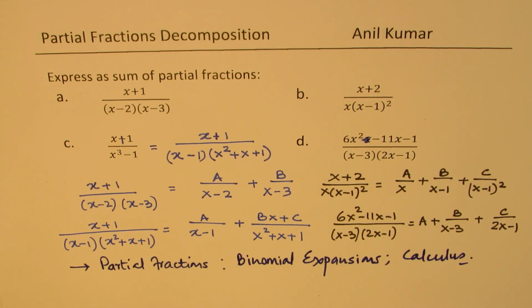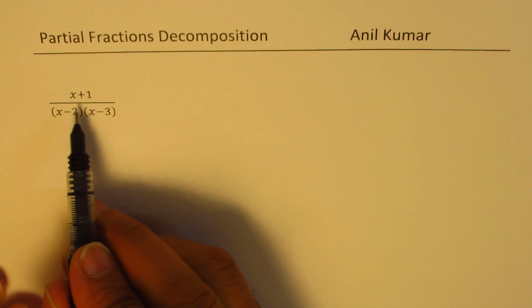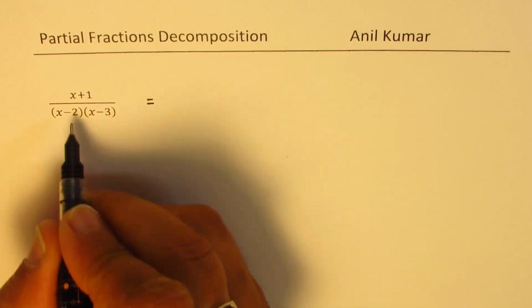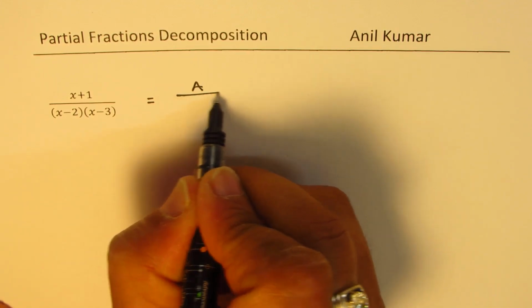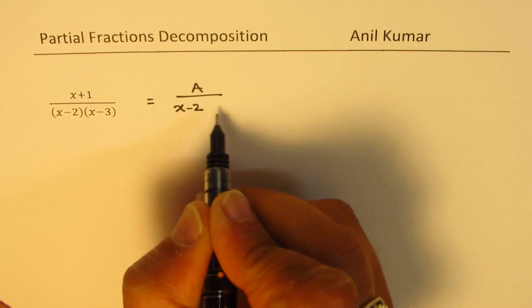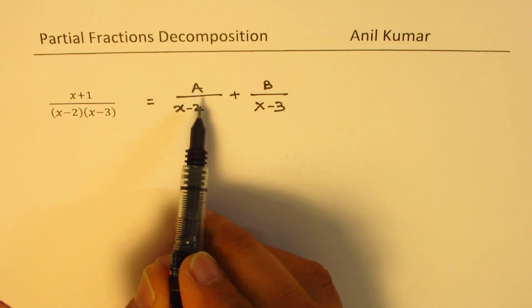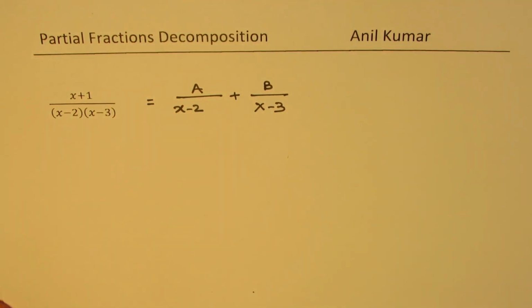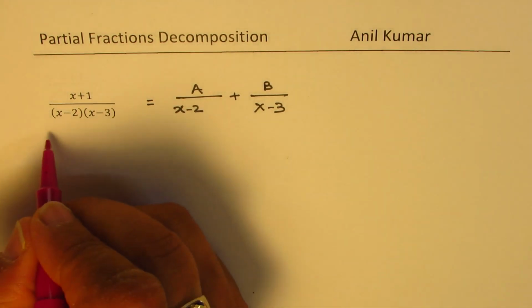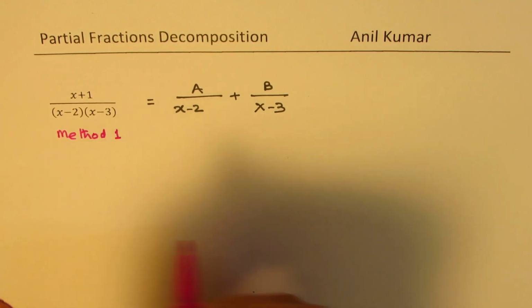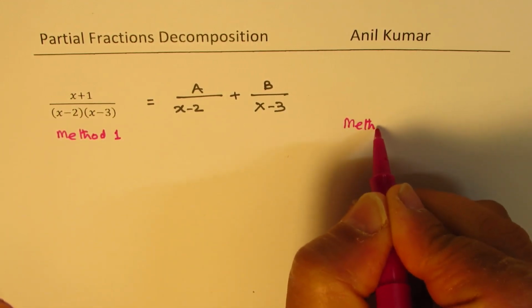Now let's just see how exactly to do them. As we discussed, we could actually write this particular rational function as a over (x minus 2), right, plus b over (x minus 3). Now the idea is to find a and b. So how do we do that? Now for this also we have two different methods. So we'll discuss both the methods and then we'll follow one method for the rest of the examples. So we'll have two methods, method 1 and we'll discuss method 2.